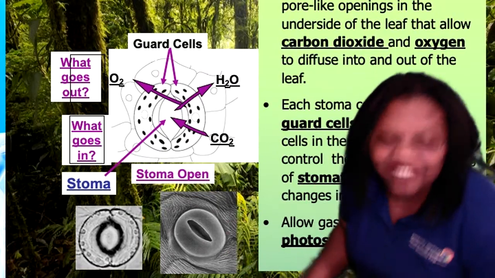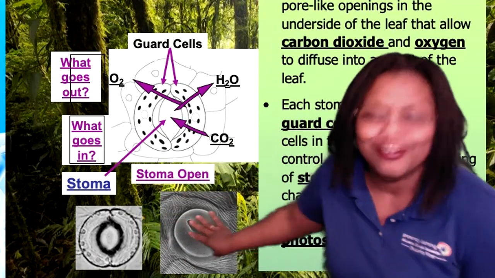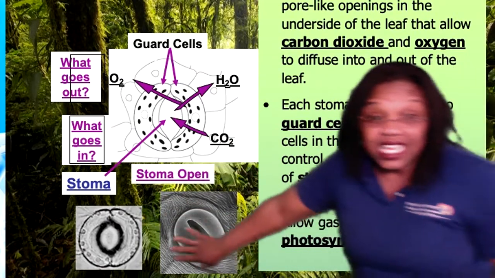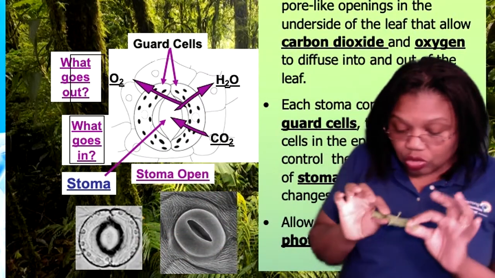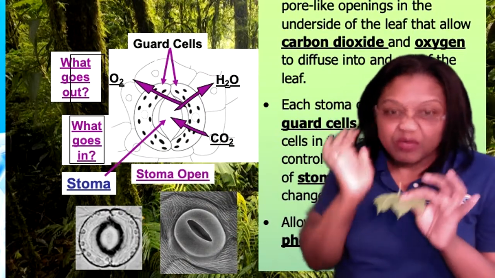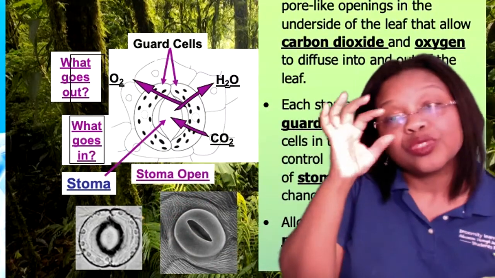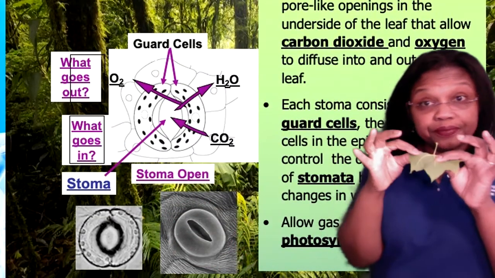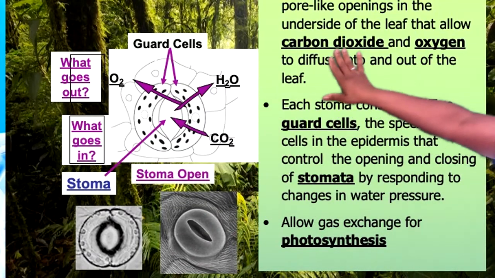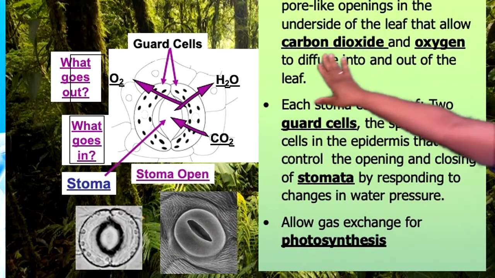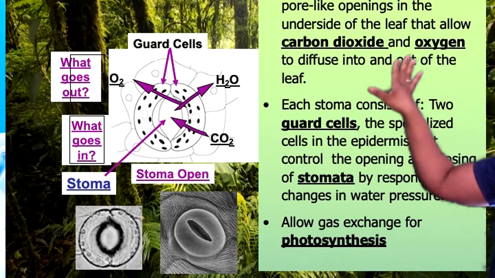Looks kind of weird, doesn't it? It reminds me of like lips, like kissy lips. So this here is called the stoma, and that's what's on the bottom. Those little itty bitty ridges that you see, they're all part of the stoma. They're little tiny pores, little tiny openings at the bottom of the leaf, okay? Little pores. Why are they there? That is where the plant can take in carbon dioxide and diffuse out oxygen.